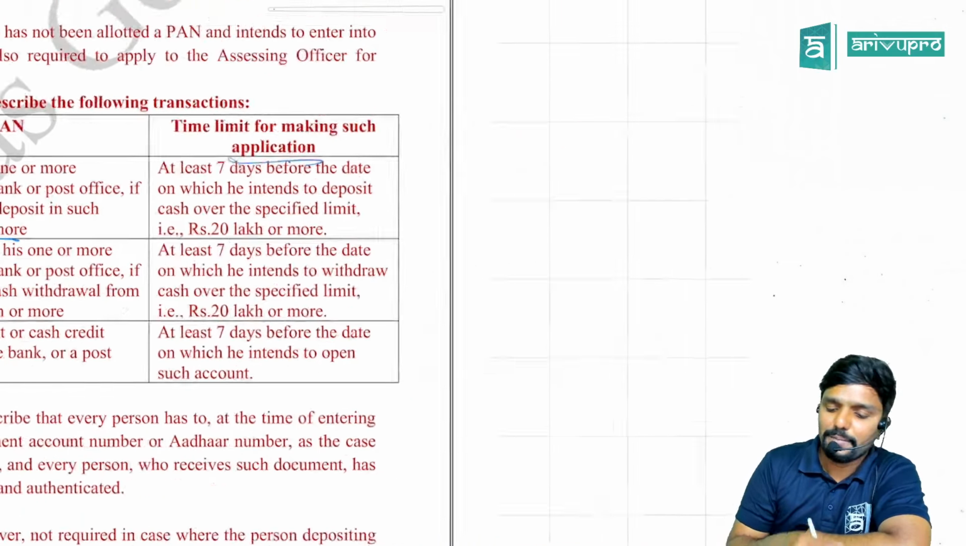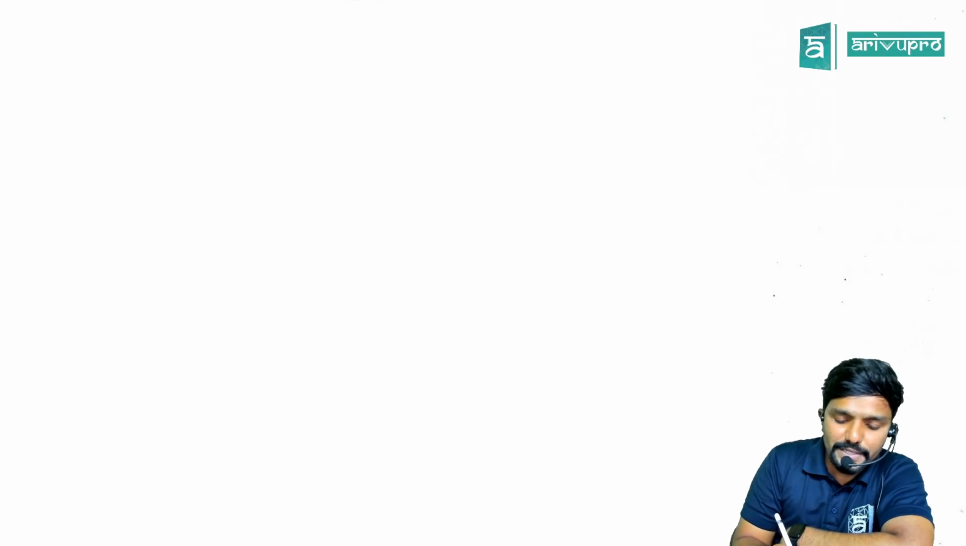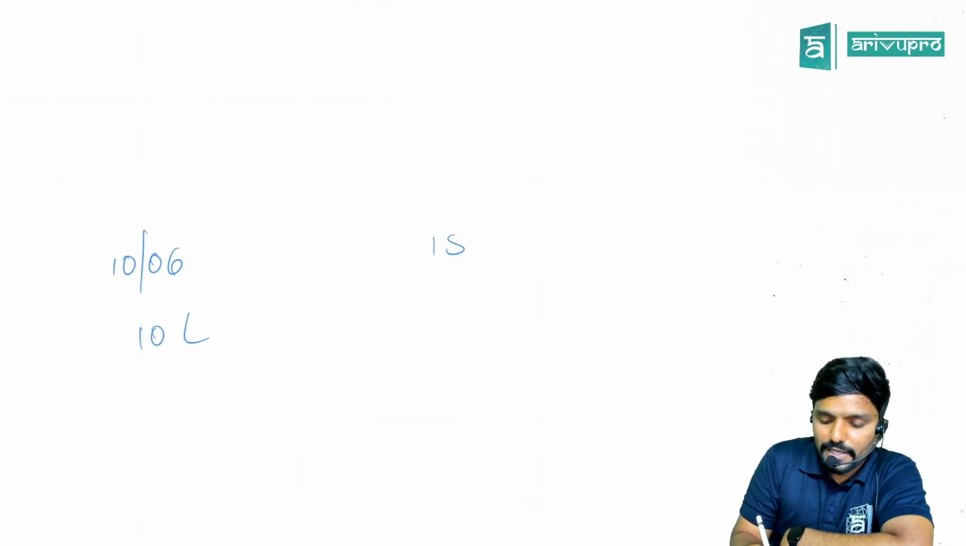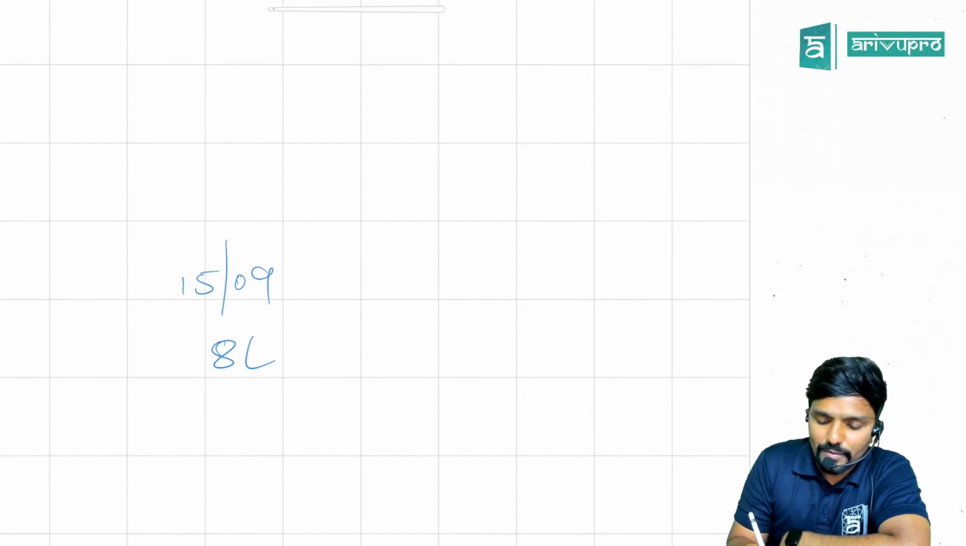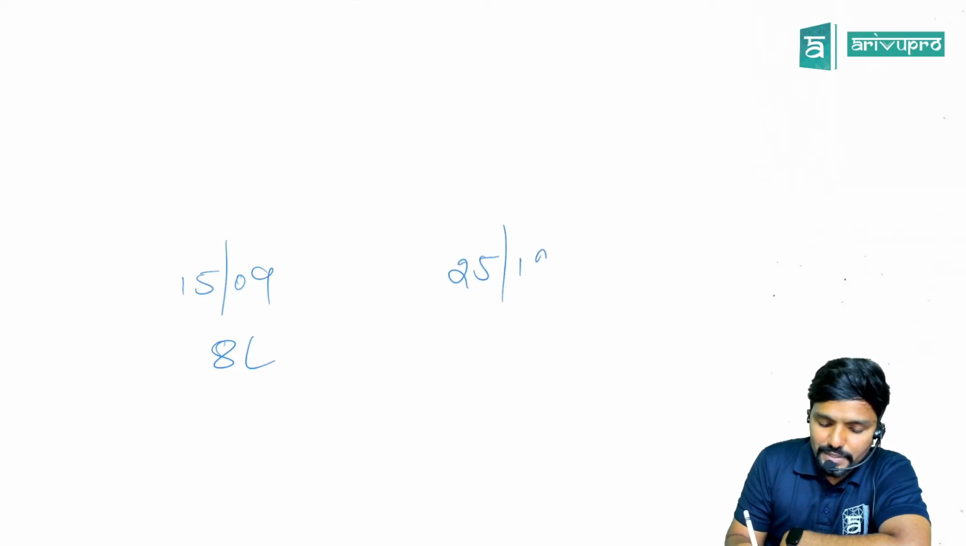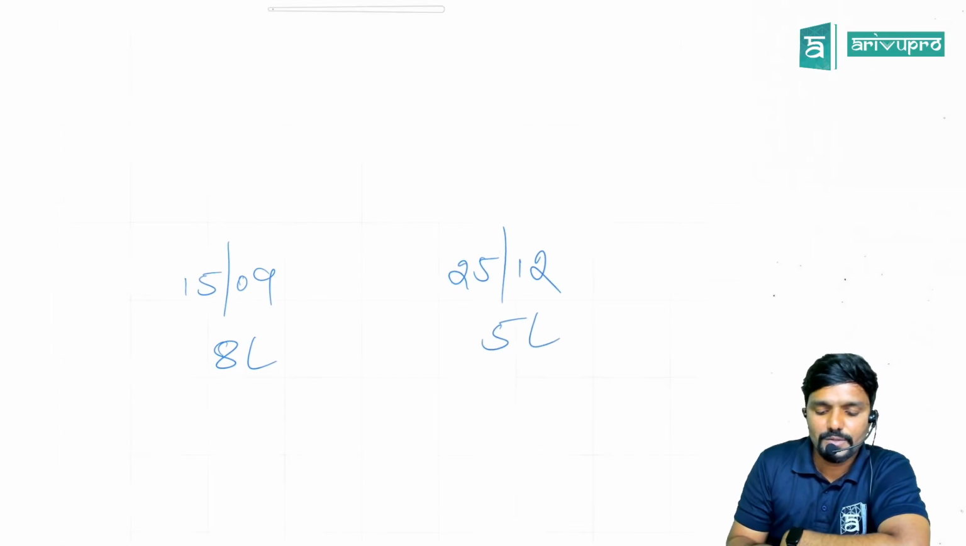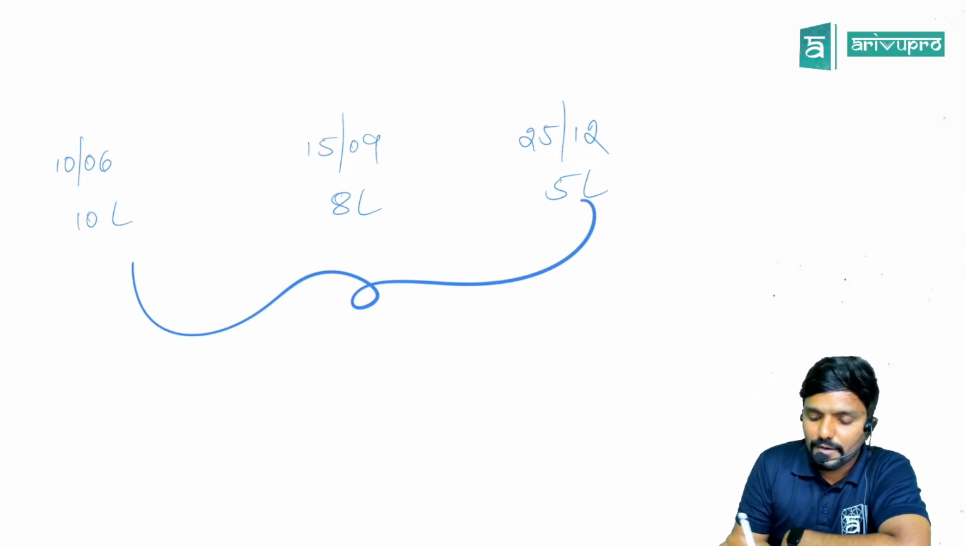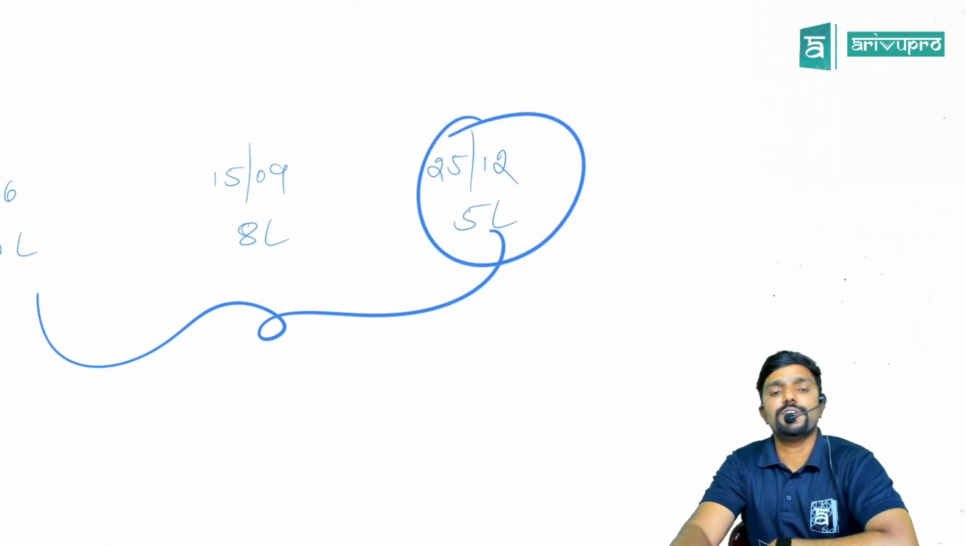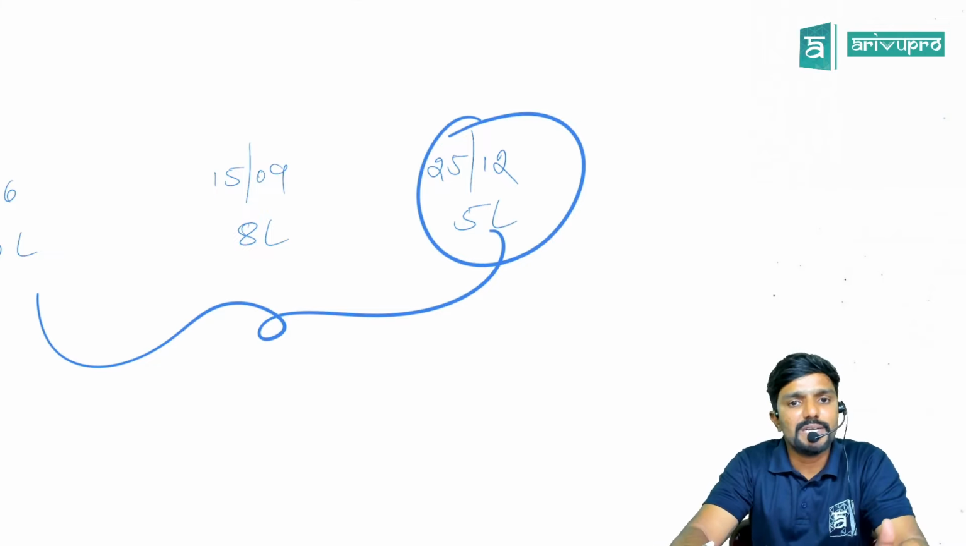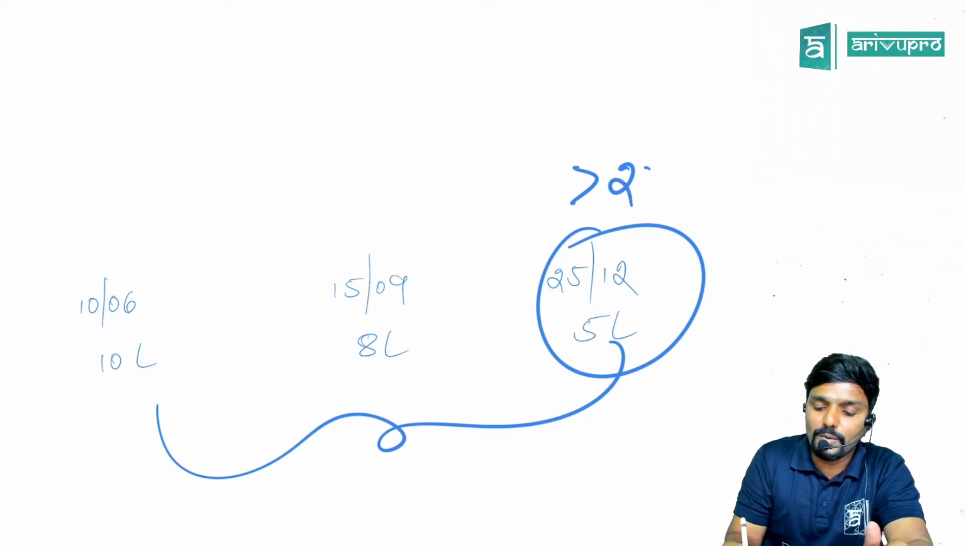So in simple, let me see, it may not make sense so much. Why? Because now you cannot have a bank account without PAN and Aadhaar and all, but still they are telling you. Assume you have an account where you already deposited 10 lakh on 10th June. Now on 15th September, you have deposited another 8 lakh, within 20 lakh. Now on 25th December, you want to deposit another 5 lakh, guys. So your total deposit is exceeding 20 lakh. On 25th December, you are willing to deposit another 5 lakh. So on this day, it will cross the overall aggregate limit of 20 lakh.